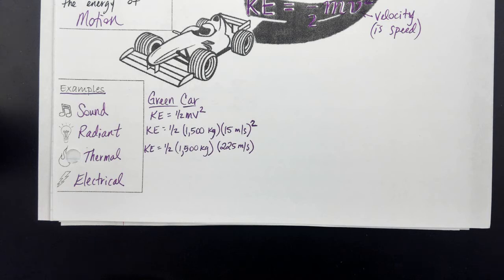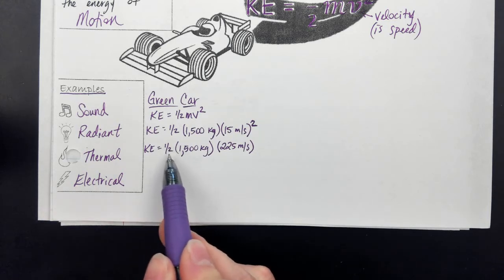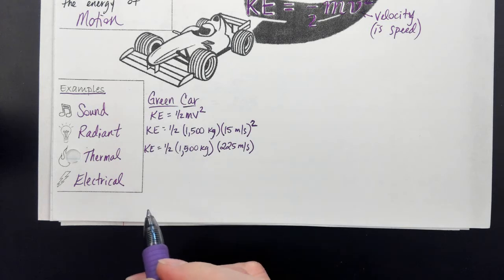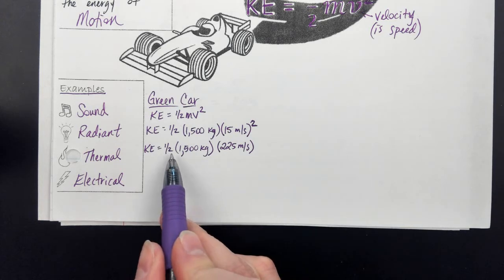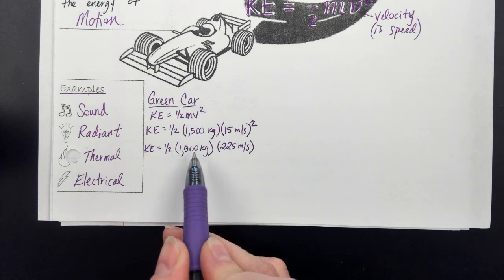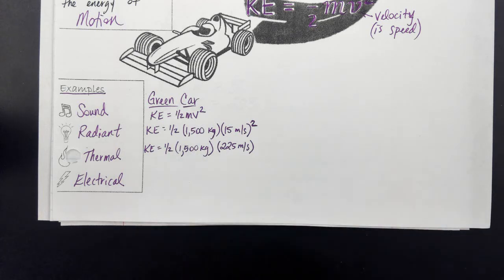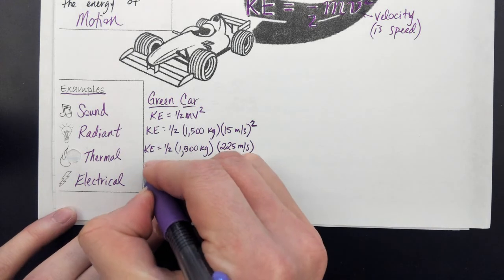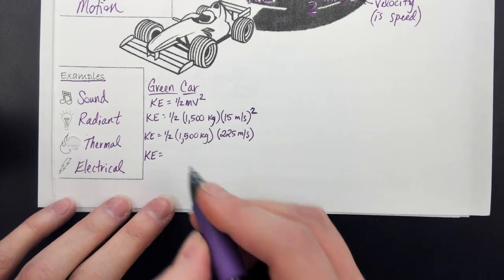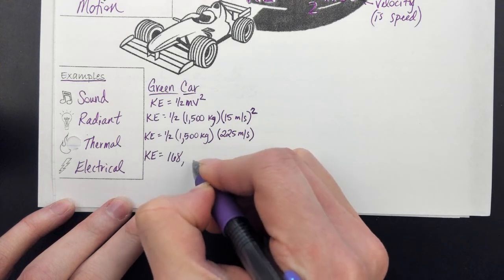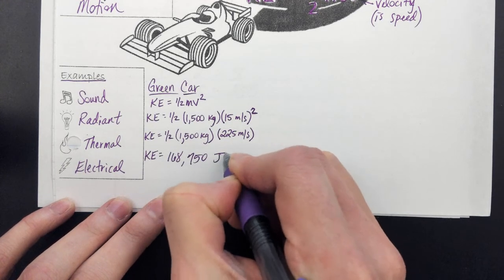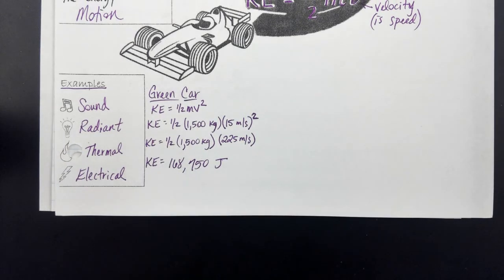Now everything gets multiplied, but y'all can't put this in. I can on mine, but you can't. So you're going to push 0.5 times 1,500 times 225 equals. Put it in your calculator. 0.5. What is a half? 0.5 times 1,500 times 225 equals.